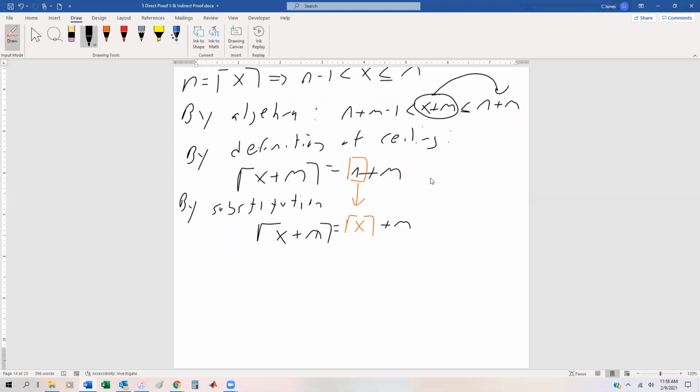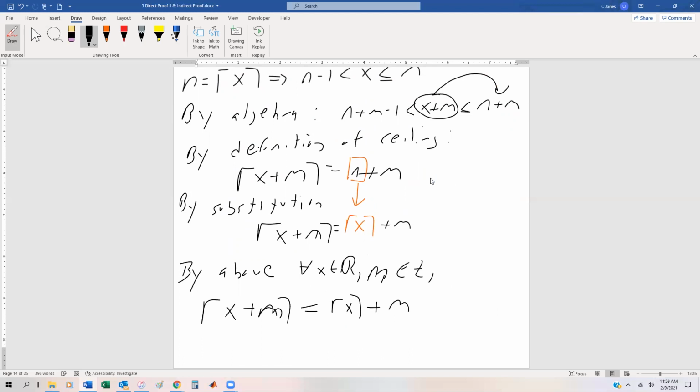Okay, so we can say by above, for all x in the real numbers and n and m in the integers, that the ceiling of x plus m is equal to the ceiling of x plus m. Right. So those are two pretty classic proofs involving the ceiling and the floor functions.